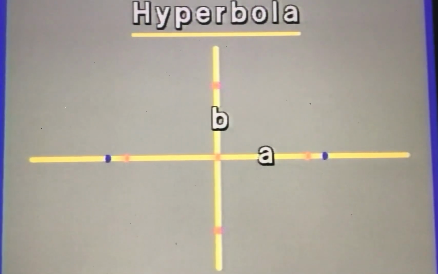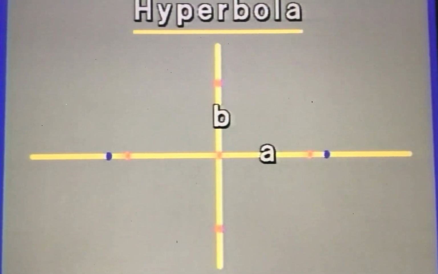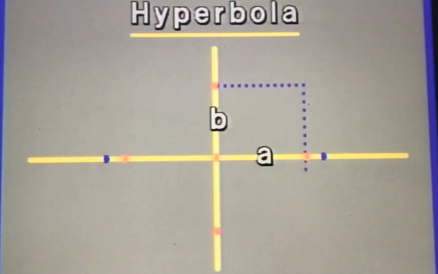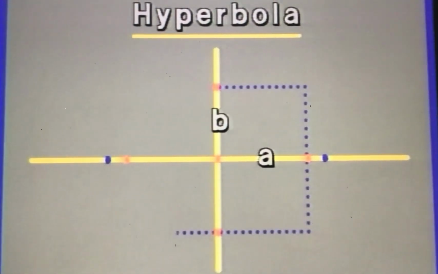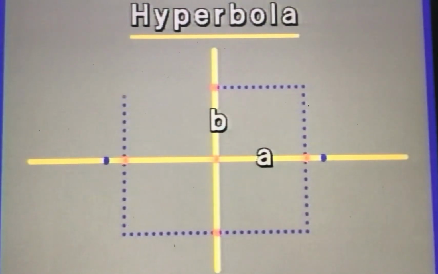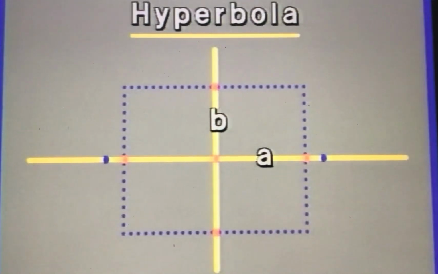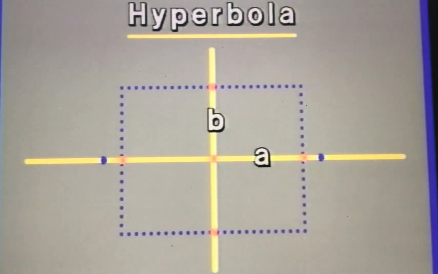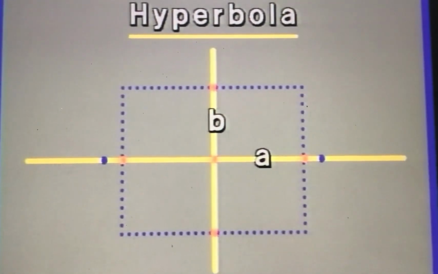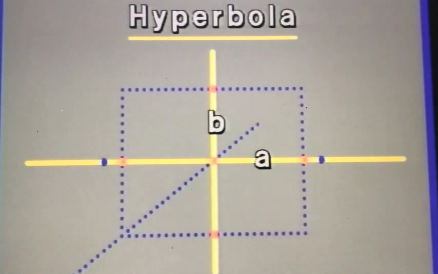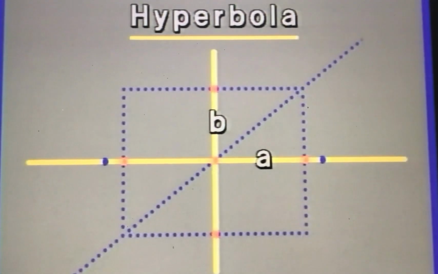And now what we'll do is we'll form a rectangle using these distances from the center. The rectangle would be formed like this. Now, this is just a reference rectangle. Next, we'll draw lines that contain the opposing corners, opposite corners of this rectangle. And the lines that we're drawing here are going to be asymptotes for drawing the branches of the hyperbola.